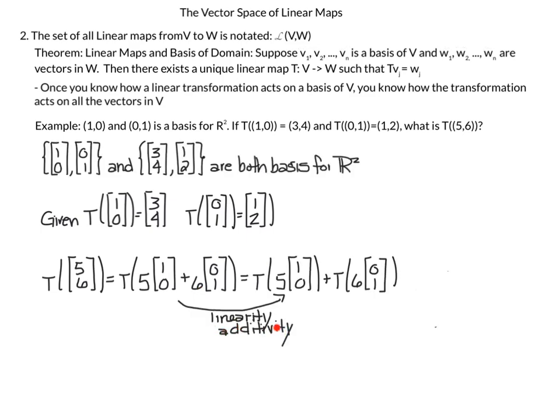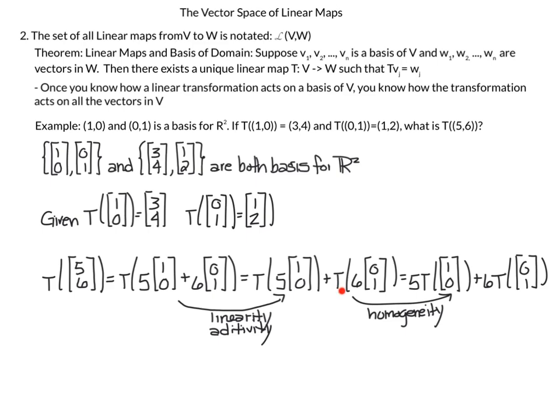By the additivity property of linearity, we know that T of the sum of two vectors is equal to the sum of T of the first vector plus T of the second vector. So we separate this out by additivity. Now by homogeneity, we can factor out the scalar coefficients 5 and 6. So we have now 5 times T of (1, 0) plus 6 times T of (0, 1), which gives us 5 times, and we know what T of (1, 0) is, that's (3, 4), plus 6 times T of (0, 1), which is (1, 2), which gives us the final answer of (21, 32).